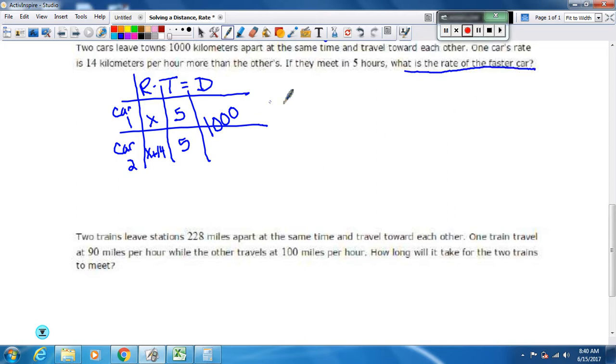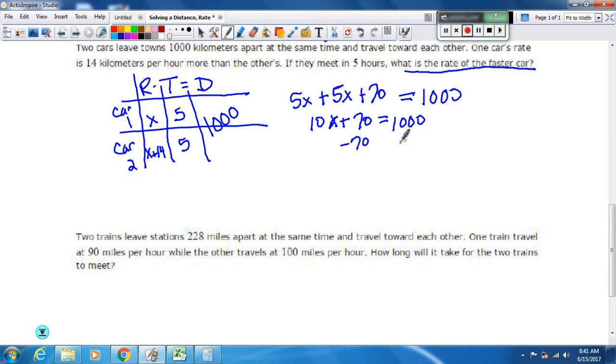But first of all, again, rate times time equals distance, and they give you the distance, so we put equals 1,000. Okay, the first car is 5 times x, which is 5x. And then the next car, 5 times x is 5x, and 5 times 14 is 70. Now, remember, this has to be multiplied by everything over here. So I did 5 times x and 5 times 14. So I get 10x plus 70 equals 1,000.